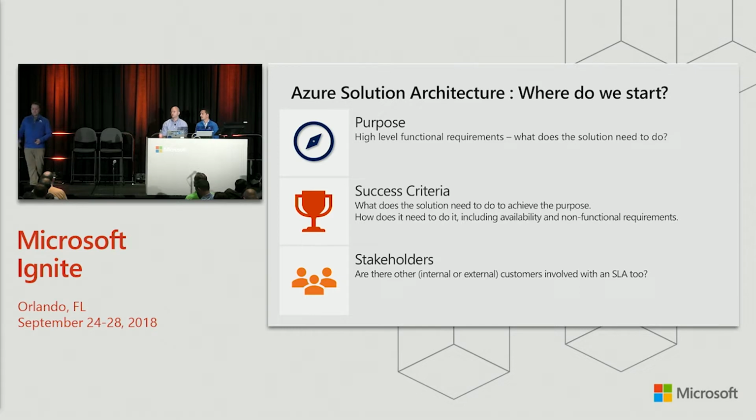Number 1 being the purpose. What is the solution going to do? What's its reason for being? We tend to express that in high-level functional requirements. Agile processes are great as well, so you can express that in stories and various tasks. But they tend to then derive into the success criteria, which is how does it need to do it? From an architectural perspective, where you're designing solutions that run on Azure, this is the critical piece.